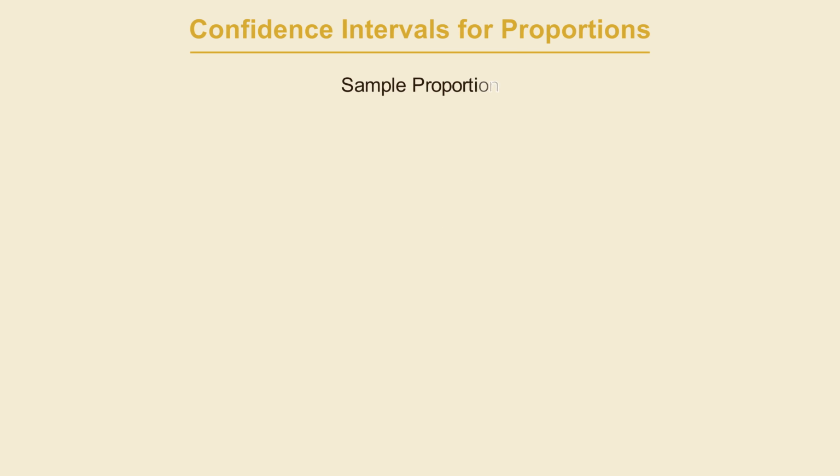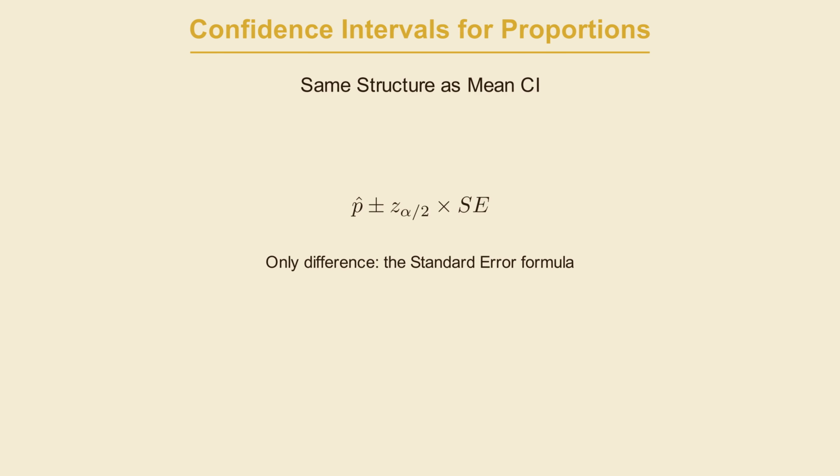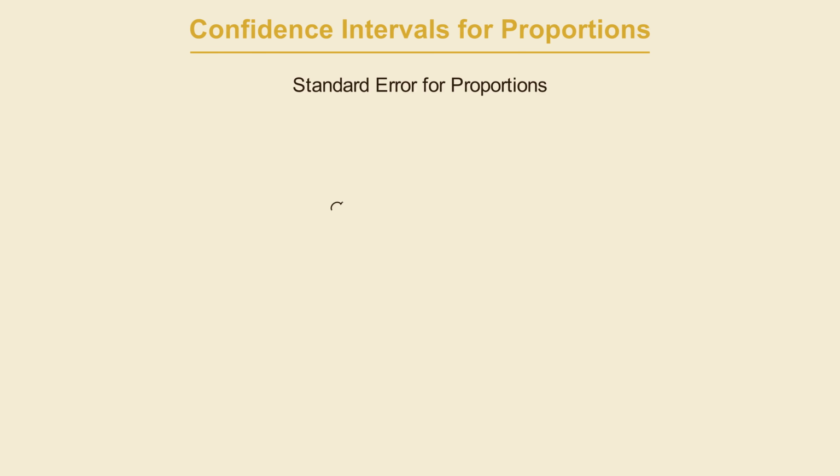The sample proportion is defined as p hat equals the count of outcomes that meet a certain condition, divided by n, the total number of observations. So for example, if 24 out of 600 bonds default, then p hat is 24 over 600, which is 0.04 or 4%. The confidence interval for a proportion has the same structure as the one that we built for the mean: sample estimate plus or minus a critical value times the standard error. The one thing that changes is where the standard error comes from. For a proportion, the standard error is the square root of p hat times 1 minus p hat divided by n.